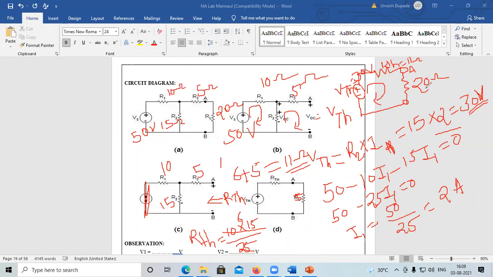So 11 plus 20 is nothing but 31, and VTH is nothing but 30. So the current flowing through that is the load current IL. It is equal to voltage VTH 30 divided by resistance, which is 20 plus 11, nothing but 31. 30 divided by 31, how much does this come to?